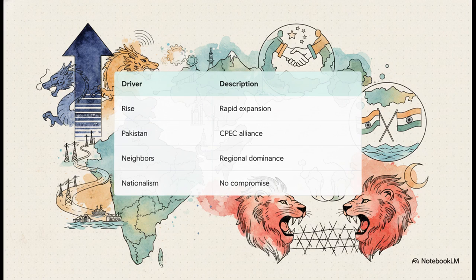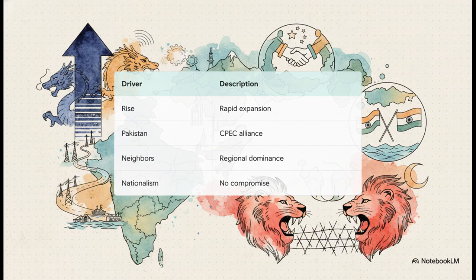China's rapid economic and military expansion has created a massive power imbalance, and that causes deep, understandable security concerns in New Delhi. Second is the Pakistan factor. China's deep strategic and military alliance with Pakistan, especially things like the China-Pakistan Economic Corridor, is seen as a direct threat to India's security architecture.